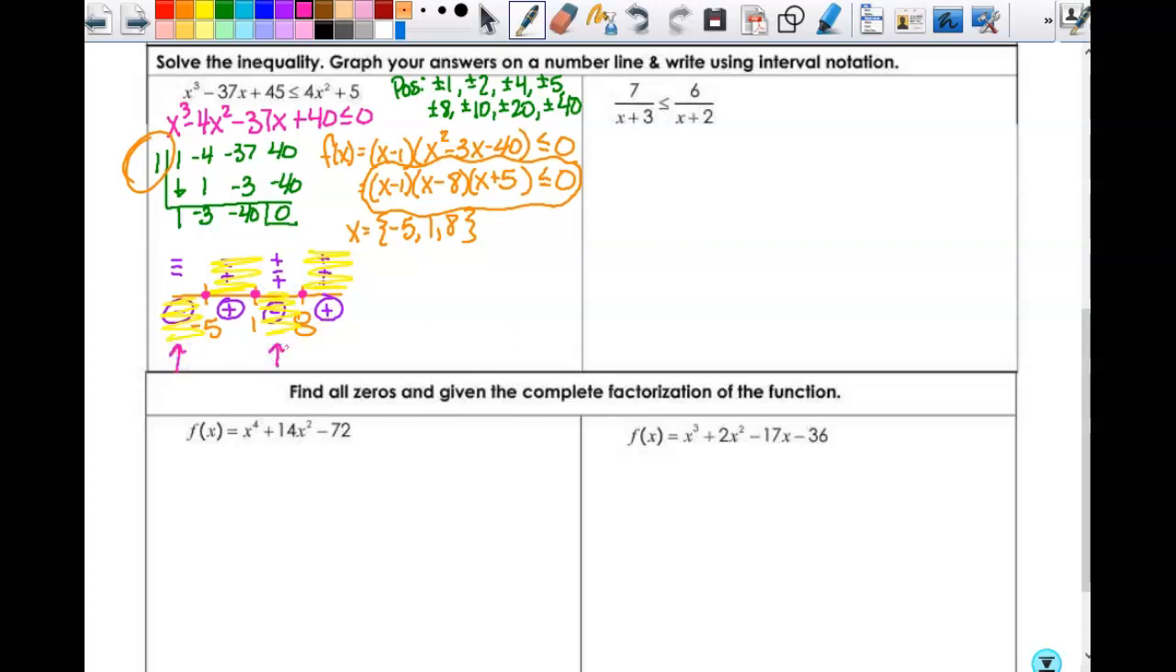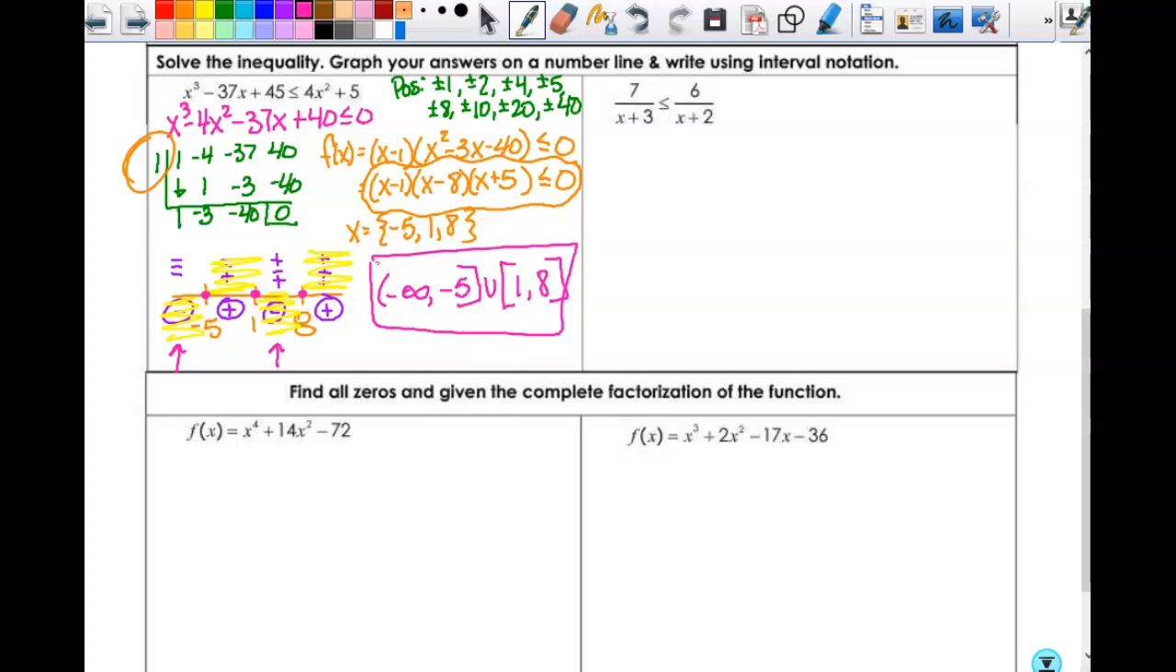So I'm supposed to write my answer in interval notation. I'm going from negative infinity to negative 5. Never include infinity. I am including negative 5 because it's a closed circle. And that's a union with 1, 8. Okay, that's right. There we go.